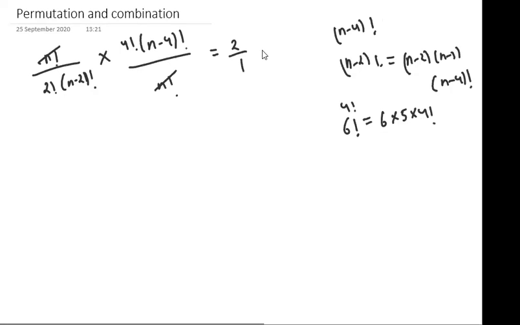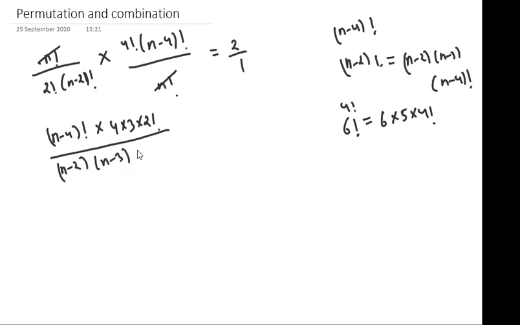Agree, everyone? So n minus 4 factorial into, now, 4 factorial or 2 factorial, which is bigger? Obviously 4 factorial, so it can be written as 4 into 3 into 2 factorial, divided by n minus 2 factorial, which is n minus 2 into n minus 3 into n minus 4 factorial into 2 factorial. This is equal to 2 by 1. Now n minus 4 factorial cancels, 2 factorial cancels, and 2 will divide 4 two times.